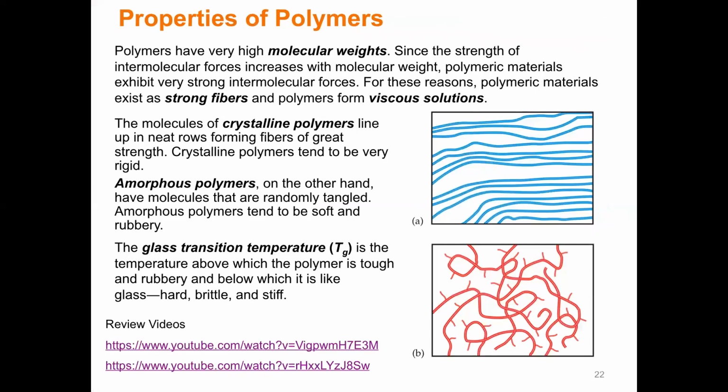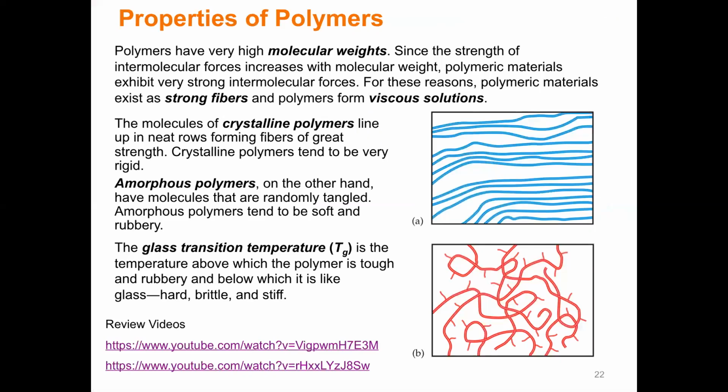Okay, so properties of polymers. Very high molecular weights, strong fibers, and then there are other ones that are more viscous. The strong ones are going to be very packed and tight together. Viscous ones are going to have more branches.